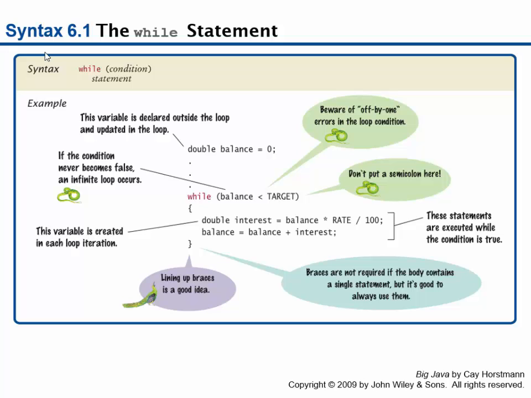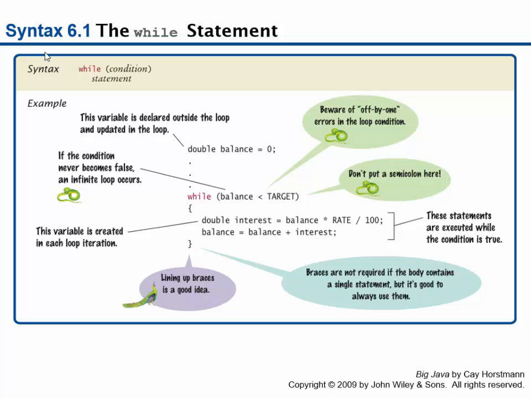Now, if this condition never becomes false, then it's an infinite loop and it never exits. Again, don't put a semicolon here. Be careful you're not off by 1. That's a common error. We'll look at that in a second. This variable is created each iteration of the loop, which is a little bit wasteful, but figures out what the interest is. Here it says the braces are not required if the body contains a single statement, but it's good to always use them. Okay?